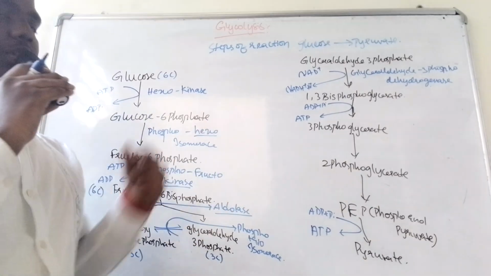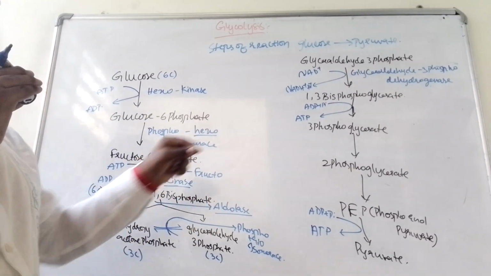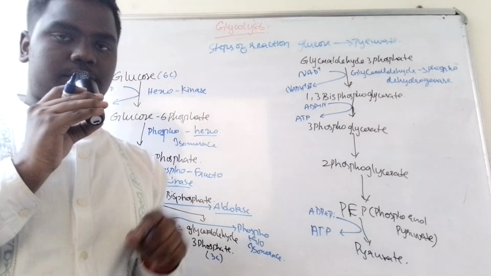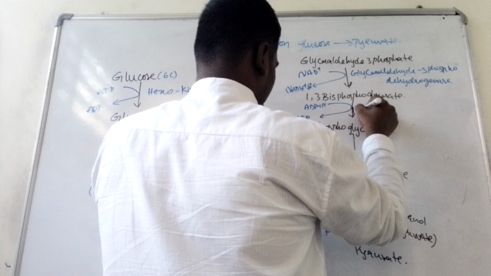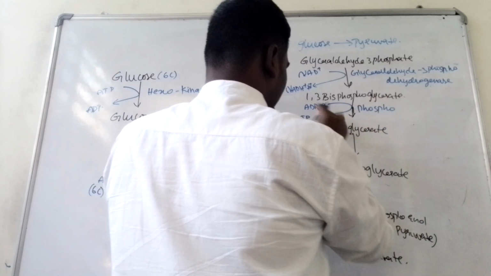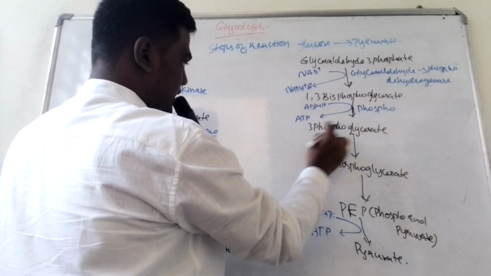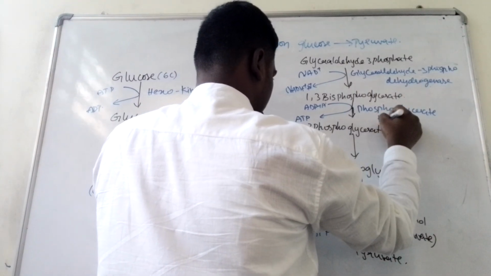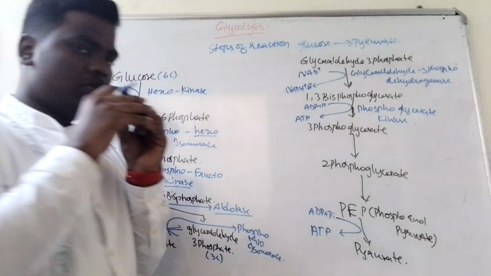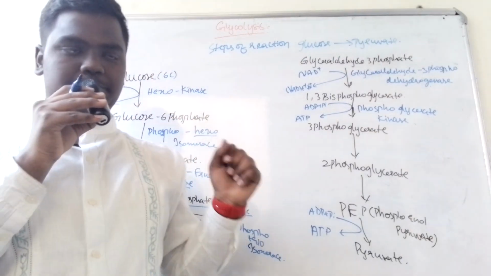Okay, then next conversion of the 1,3-bisphosphoglycerate to 3-phosphoglycerate. Again, if you see here, ATP is involved, so it will end with kinase. What kinase? Phospho. Glycerate is involved. See, phosphoglycerate. So we write glycerate kinase. Phosphoglycerate kinase is the enzyme.